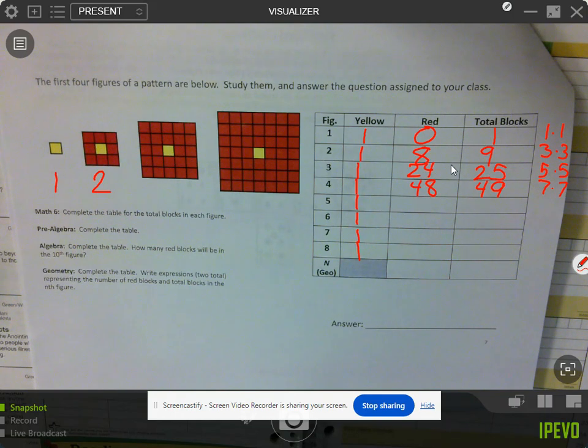If I can fill in my total blocks with my pattern, and I know my yellows are all 1, am I going to be able to figure out how many reds there are in each one? I just have to subtract 1 from it, right? Yeah. I had another pattern I saw, but now I can't see. My pattern makes sense?